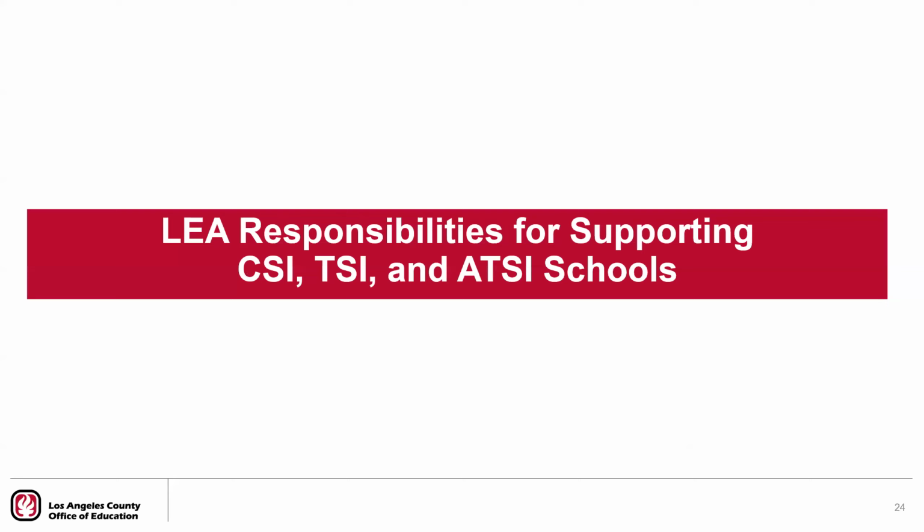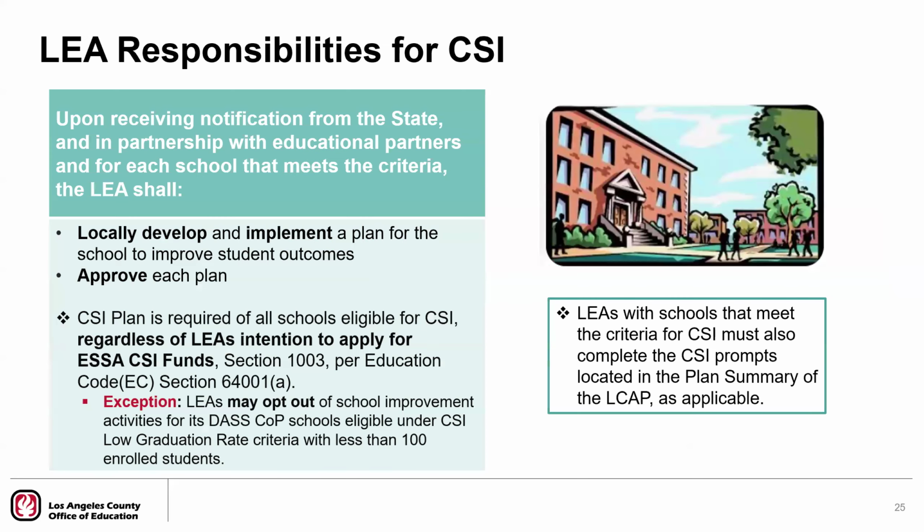So next, we're going to take a look at the LEA's responsibilities for CSI, TSI, and ATSI schools. So once a school is identified for CSI, the LEA is responsible for developing and implementing a plan for the school to improve student outcomes. And this must be done in partnership with educational partners, including the principal and other school leaders, teachers, and parents. Also, the plan must be approved by both the school and the LEA.